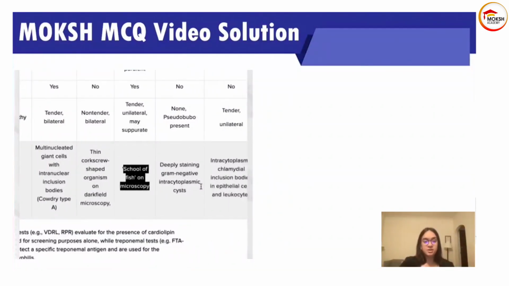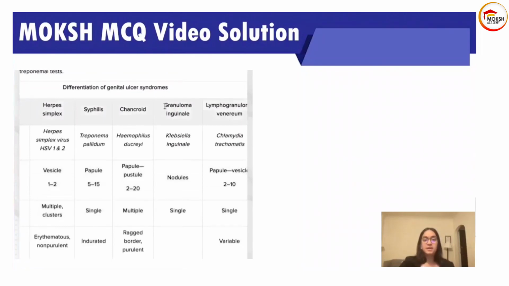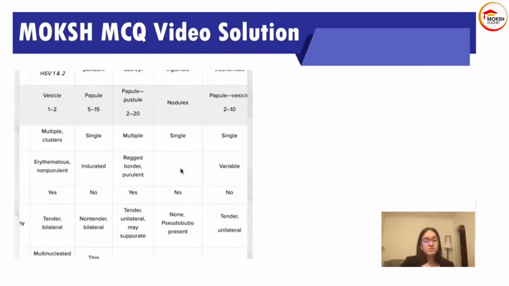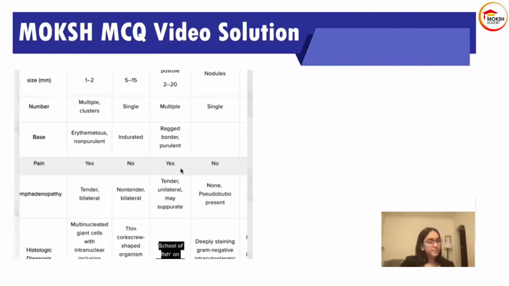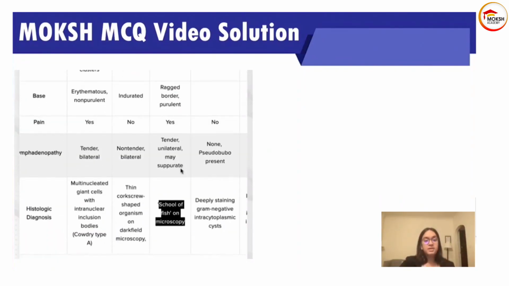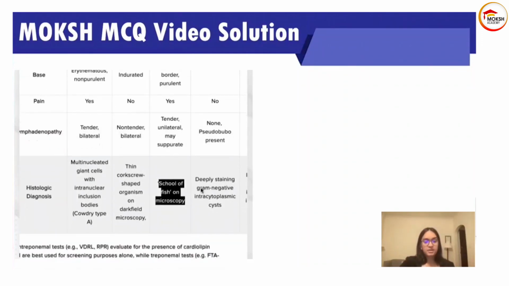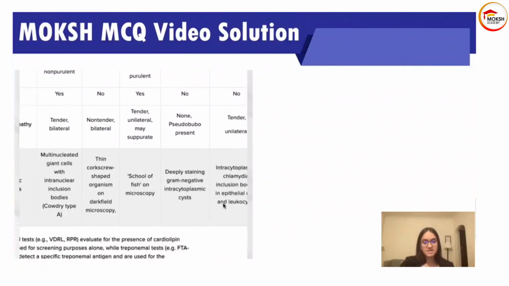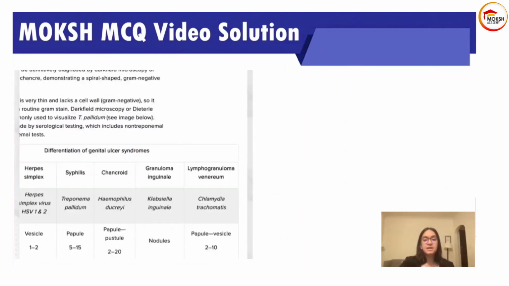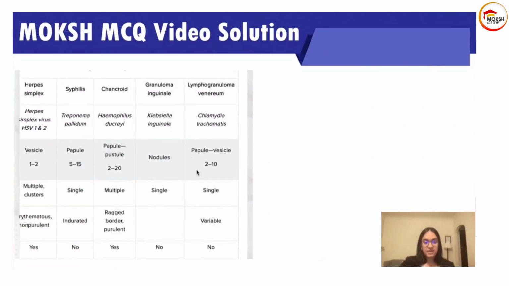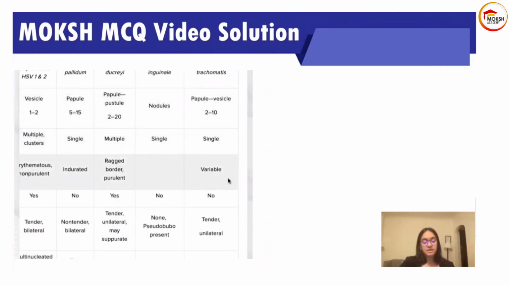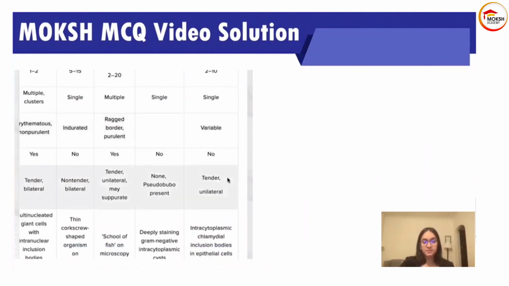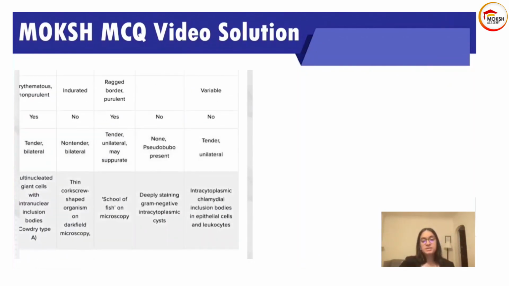These are all keywords, all very high yield. You need to know this table. Granuloma inguinale is caused by Klebsiella inguinale. You will see nodules, a single lesion, not painful. You will have no lymphadenopathy here, and deeply staining gram-negative intracytoplasmic cysts are seen. And the last organism here is LGV, which will also present with a single lesion, which is non-painful. However, the lymphadenopathy will be tender, and you will see the chlamydial inclusion bodies.